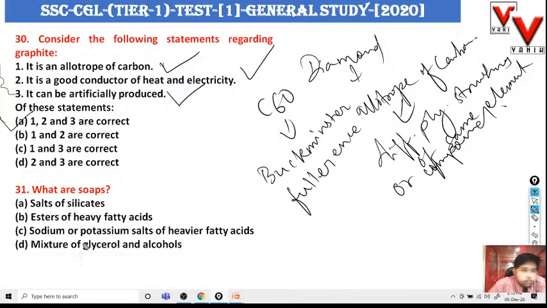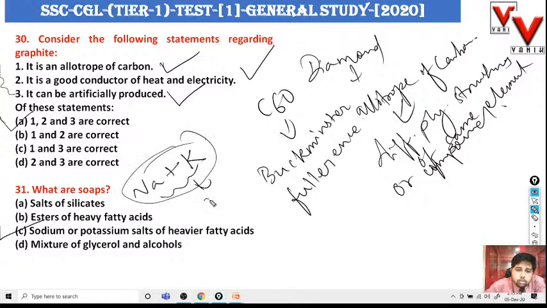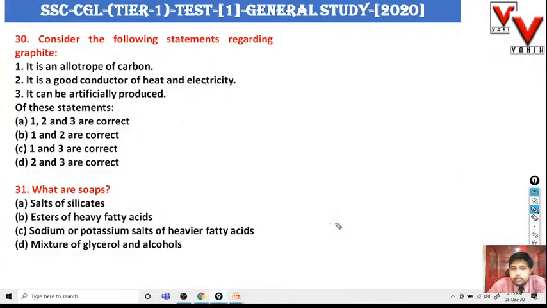Then moving to the next question: what are soaps? Soaps are actually sodium or potassium salts of heavier fatty acids. A direct, straightforward question, nothing much to think about. So sodium and potassium salts of heavier fatty acids. Hope it is clear to you all. Then moving to the next question.